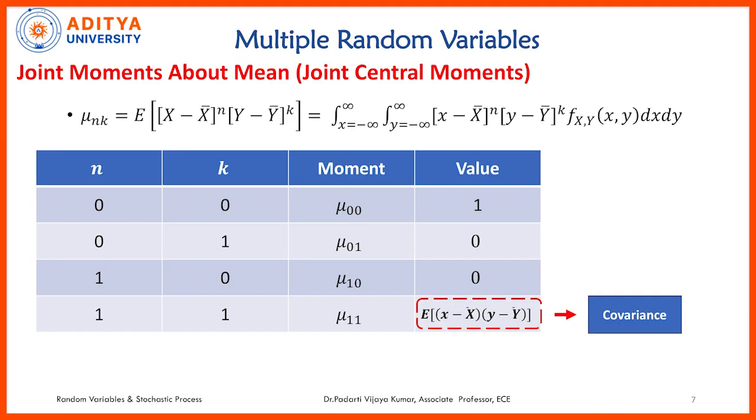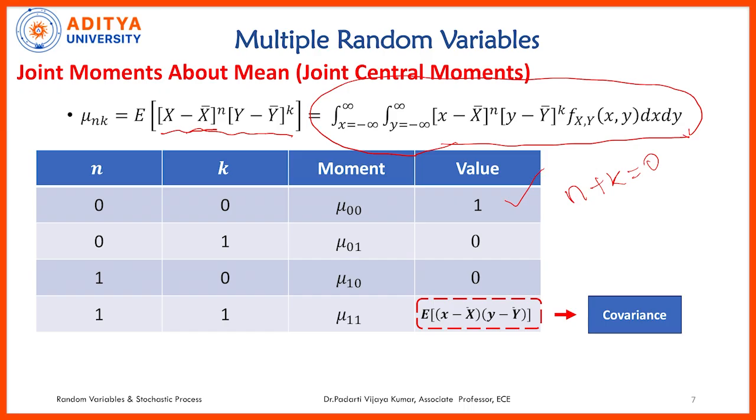The next fundamental operation we perform on multiple random variables is joint moments about the mean. Here also the formula is extended to two-dimensional. Earlier it is expectation of x minus x bar whole power n, now it is expectation of x minus x bar whole power n into y minus y bar whole power k. This is the formula we use for continuous random variable. Here also for different cases, we see n plus k is equal to 0, 0th order, its value is 1.